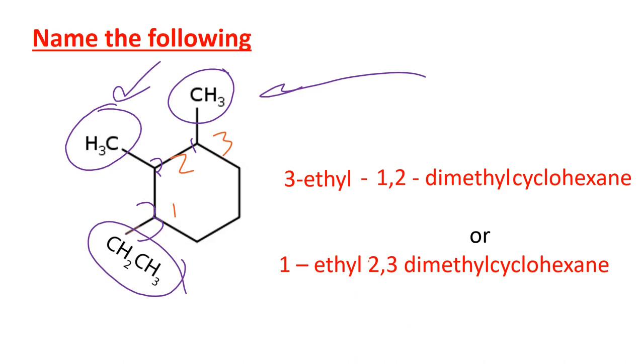I missed a dash. This should be a dash right there. Sorry for having to draw it in. There we go. 3-ethyl-1,2-dimethylcyclohexane. So those are the same.